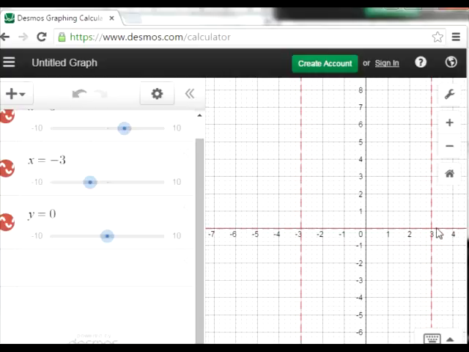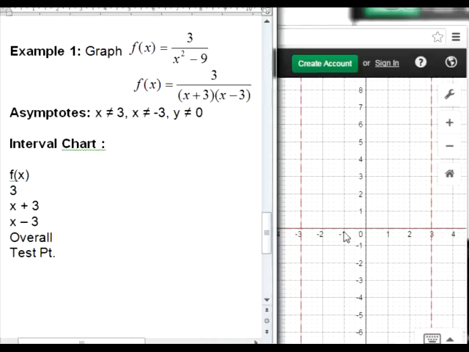Because this line here says y can equal 0, that means the graph is either going to be above or below the line. Okay, so my first segment is going to be x is less than negative 3.